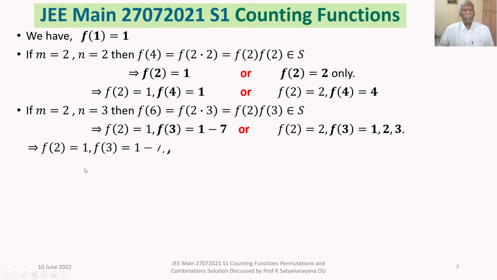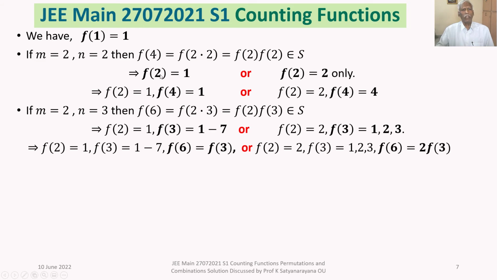Next, let us see what we have done so far. F of 1 is 1, which is common to both the branches. F of 2 is 1, and f of 3 is 1 to 7. F of 6 is f of 3. In the other branch, f of 2 is 2, f of 3 is 1 to 3, and f of 6 is 2 into f of 3, that is 2 times f of 3. So, that is the situation so far.